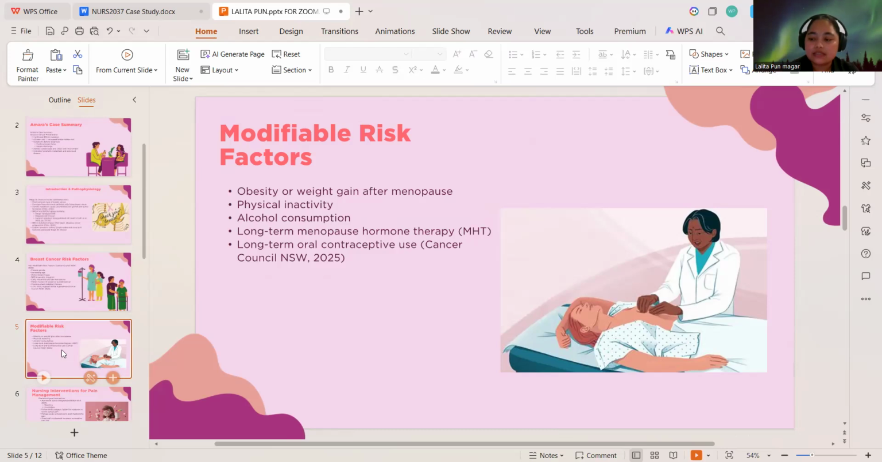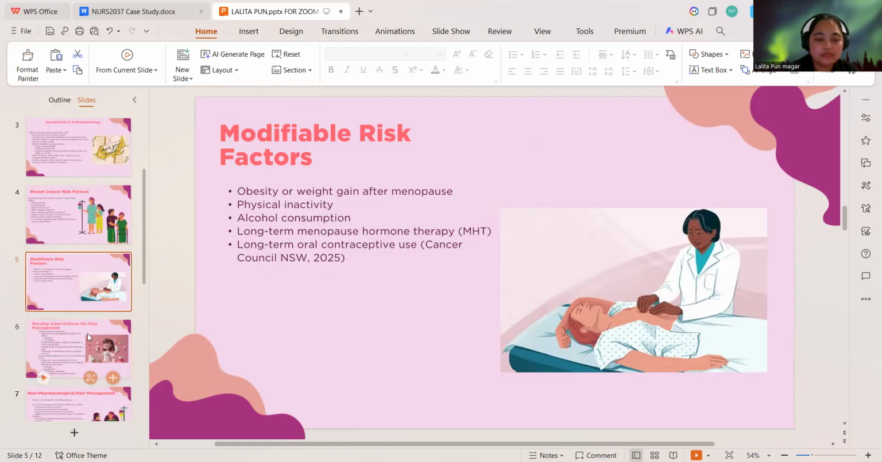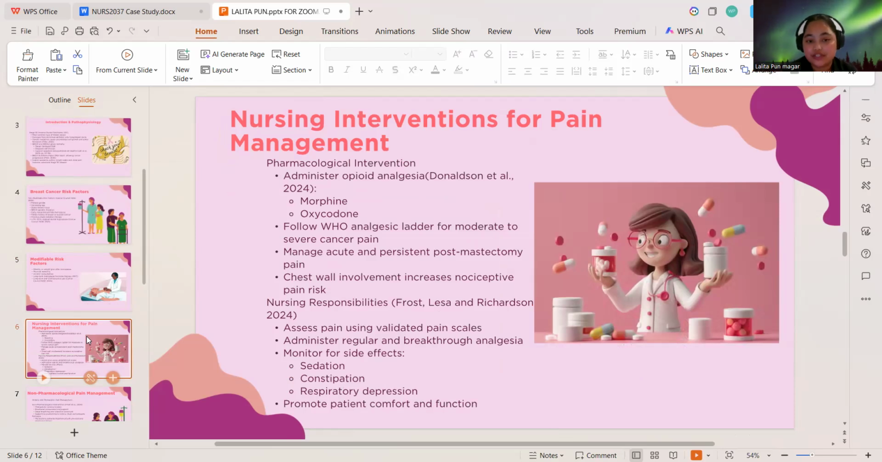Overall, her case demonstrates how genetic mutation, disrupted apoptosis, and epithelial cell changes contribute to breast cancer development and progression. So, in Amara's case of stage 3 invasive ductal carcinoma with axillary lymph node and chest wall involvement, effective pain management is a priority. So we have got nursing intervention for pain management in here.